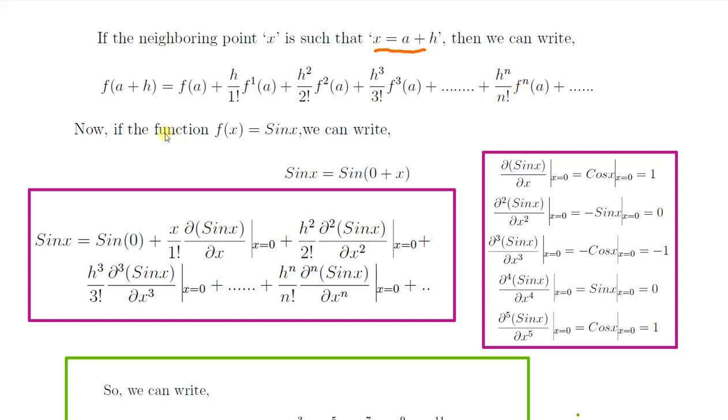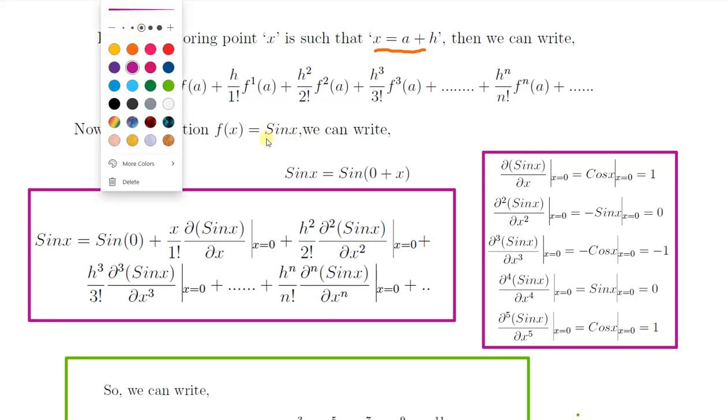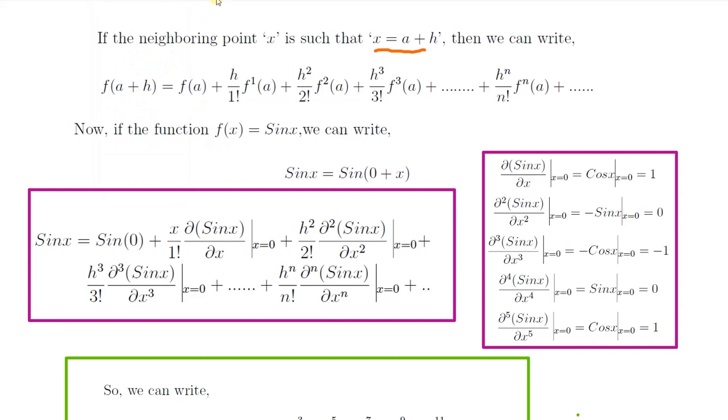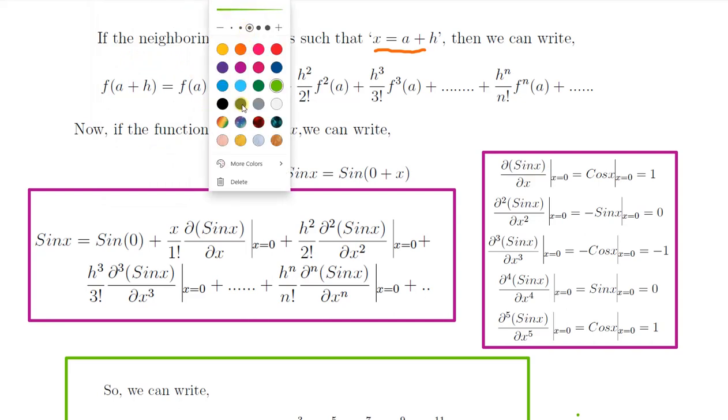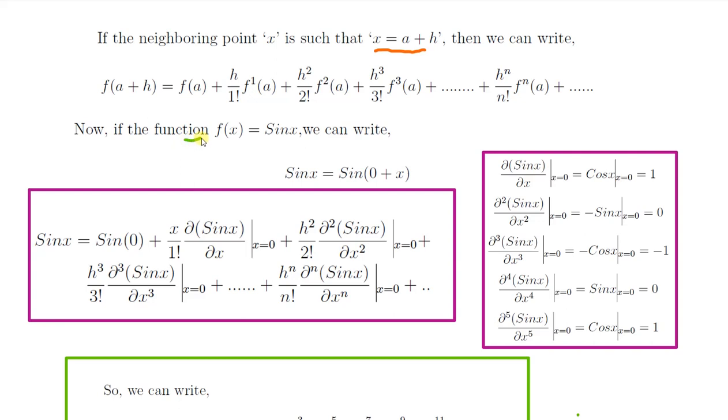Now suppose we have a function and we want to find the Taylor series expansion of sin x. If the function is sin x, f of x is equal to sin x, we can write sin x is equal to sin of 0 plus x. So this way we can write sin x. Sin of 0 plus x is simply sin x. So this is of the form f of a plus h. But our function is sin x.